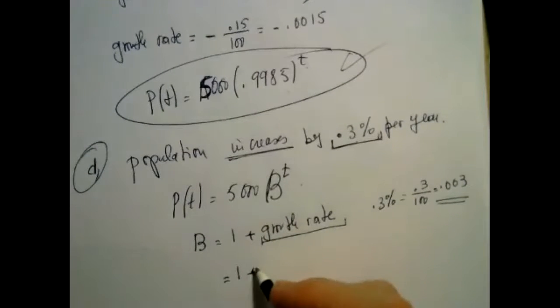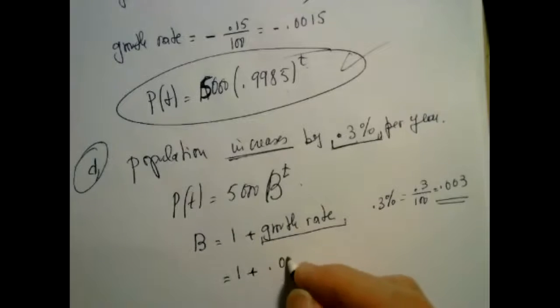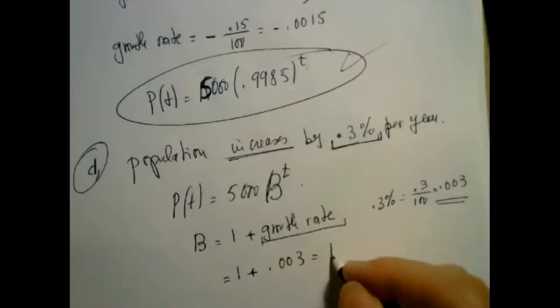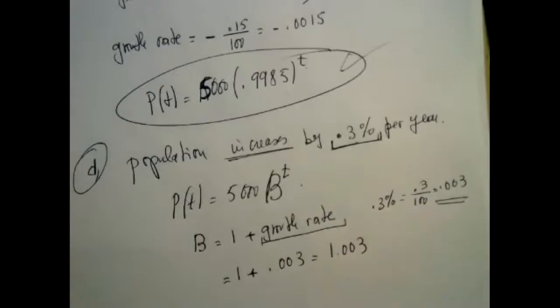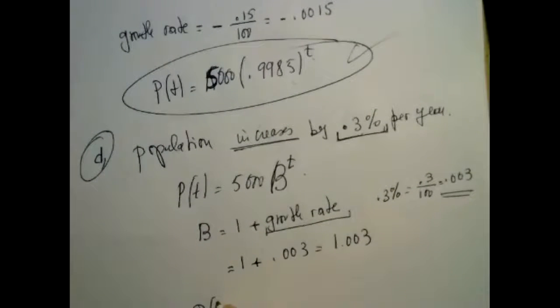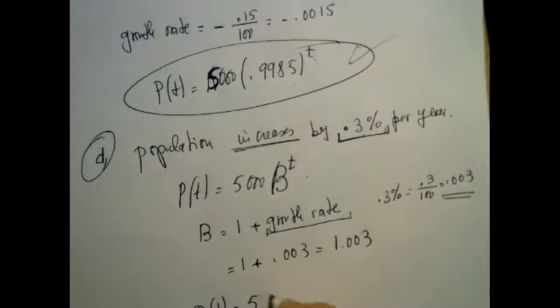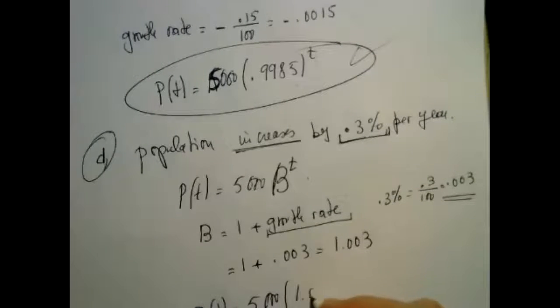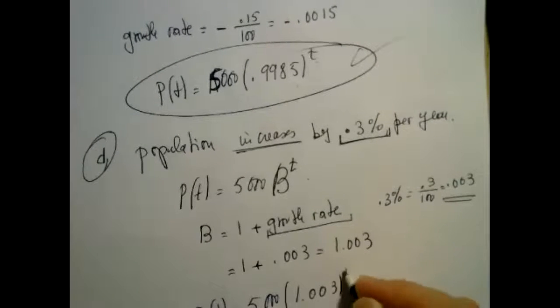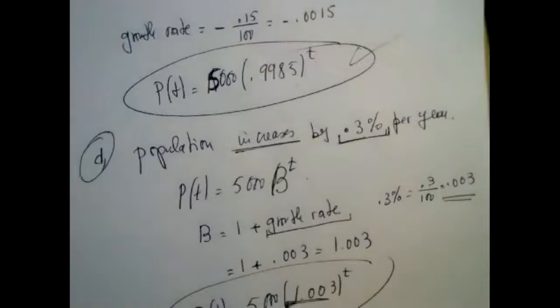So it's going to give me 1 plus 0.003, which is 1.003. So the population is finally 5,000 times 1.003 to the power T. So that's the growth factor. So it's 1.003. That's really how it works.